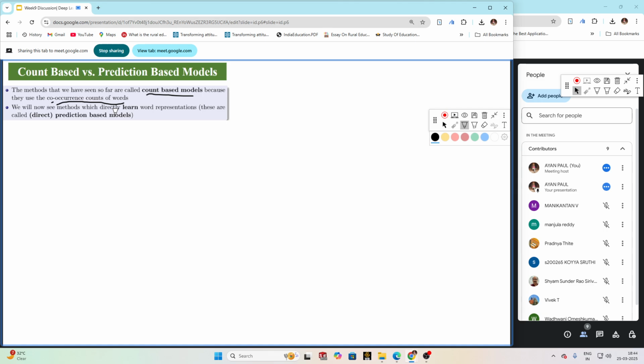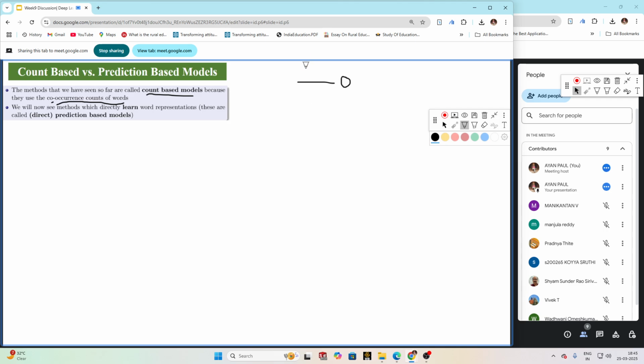Then we have the other kind of model, known as the prediction based model. We will now see methods which directly learn word representations, and these are known as prediction based models. So again I am repeating, there are two types of models. One is the count based model, and the other is the prediction based model. Count based models only count the number of co-occurrences of words, which is what goes into the co-occurrence matrix. Now we will see the predict based model. What it does is, say we have four words, it will predict the fifth word.